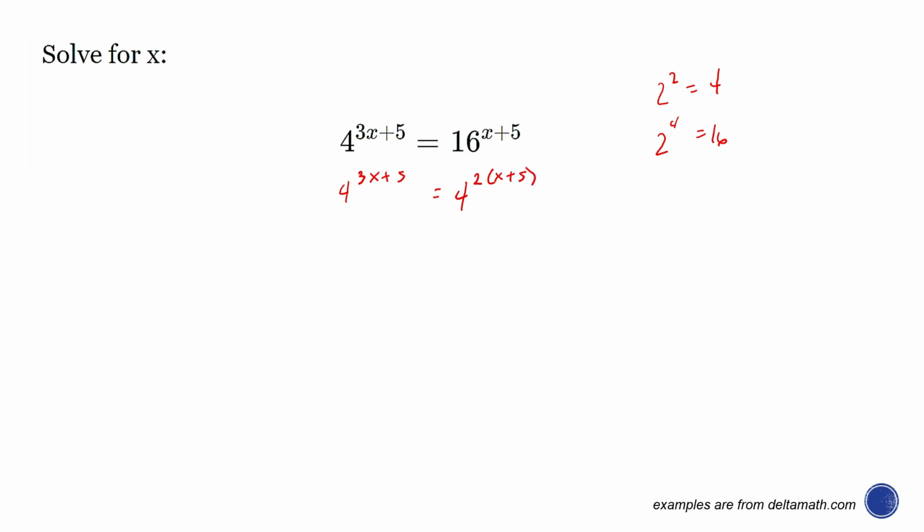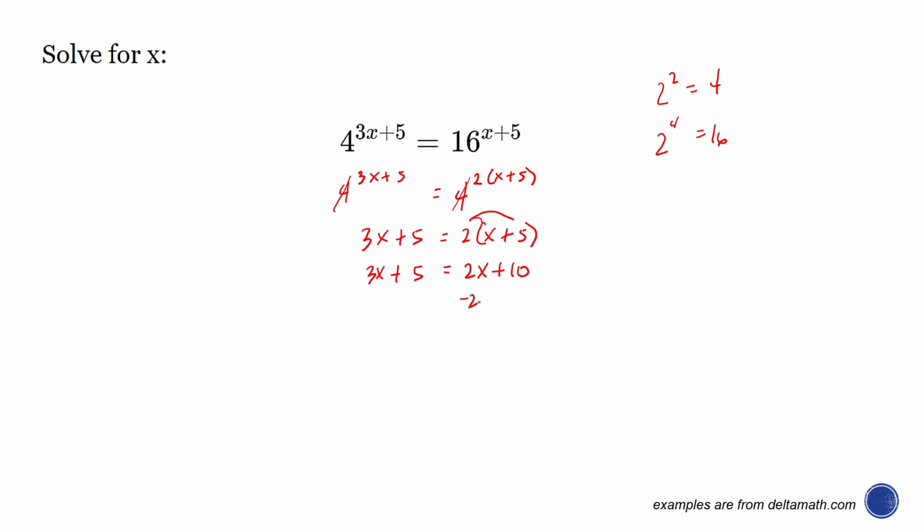Okay, so here what we did is we expressed one number in exponential form in such a way that the base is similar to the base of the other expression. So now we can disregard the bases 4 and equate the two exponents. Like that, and then let's solve for x. Here we have parentheses, which means we need to distribute that 2. So 2x plus 10. 2 times x is 2x, 2 times 5 is 10. And then 3x plus 5.